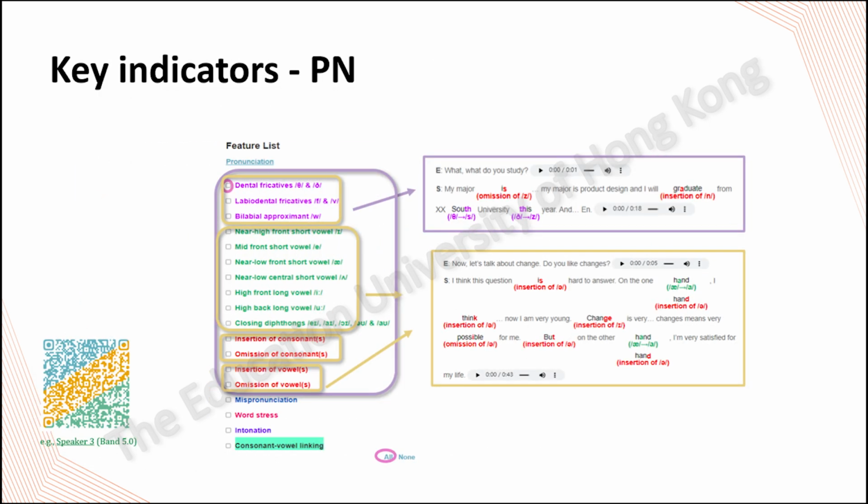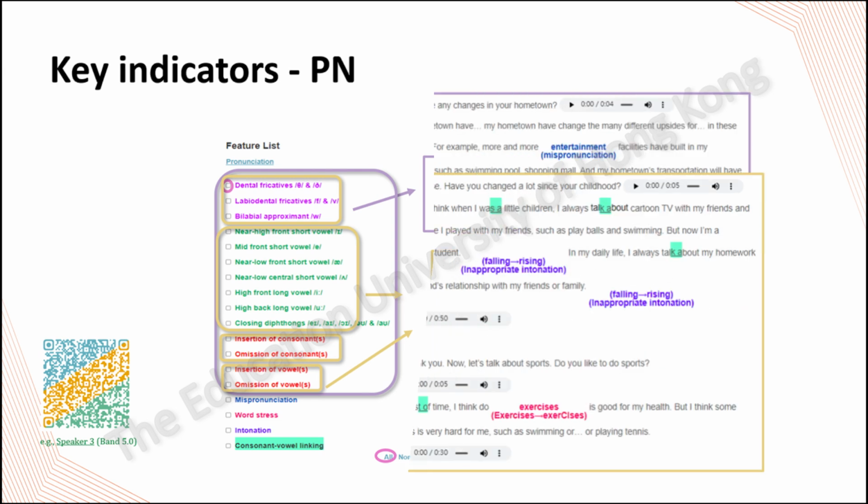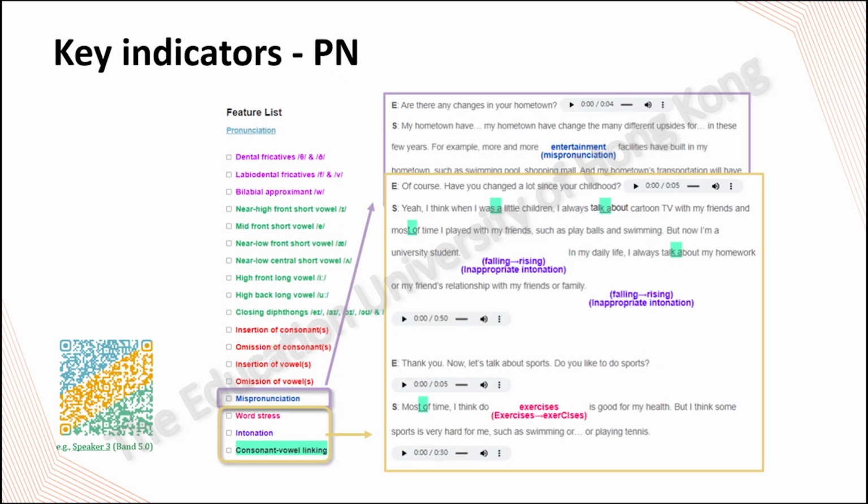On each speaker's data page, we listed all the pronunciation features that the speaker has in a feature list. Users can click any feature or click all to view all pronunciation features. Here are examples for suprasegmental features and mispronunciation. Let's listen to the speaker's recording together.